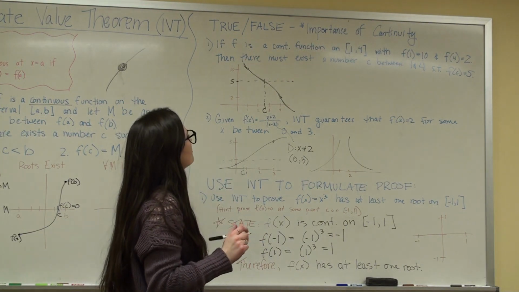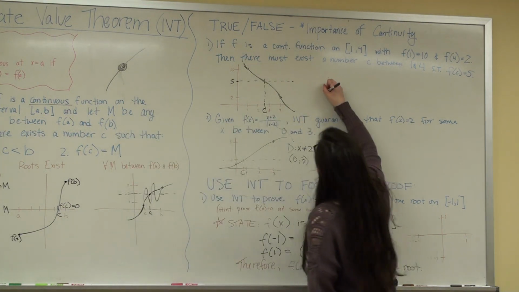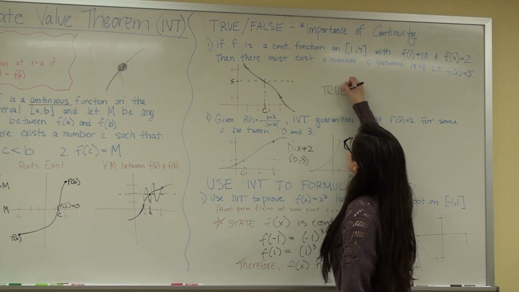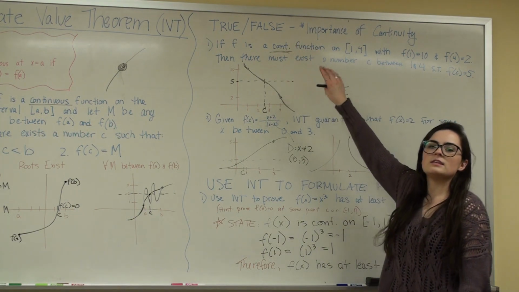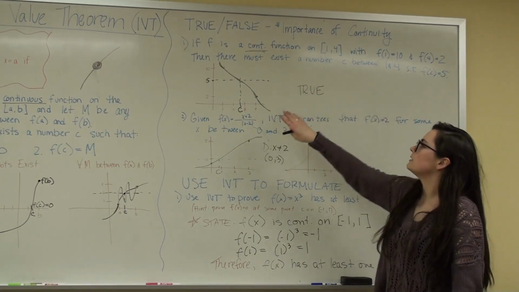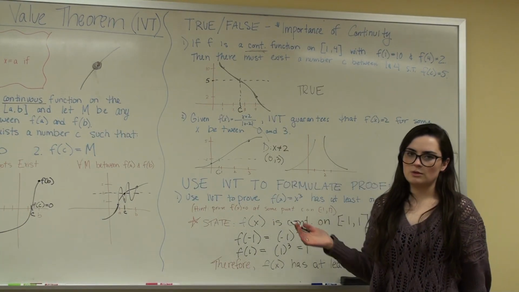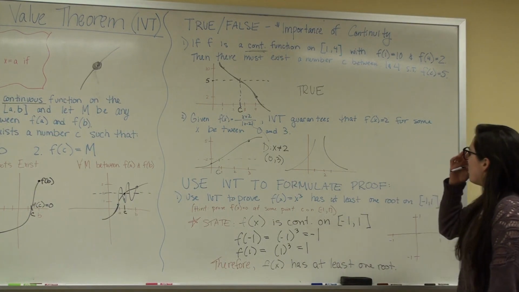It's important to note that this statement is only true because they said it was a continuous function. If they left out that one little word, this statement would not be true because that would leave room for a possible discontinuous function. So one more example.